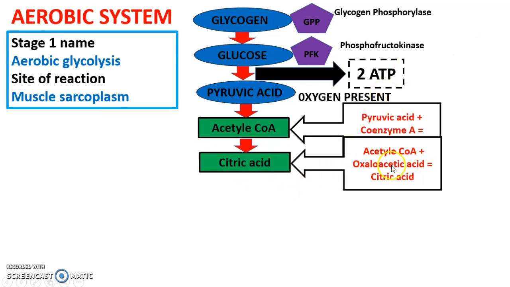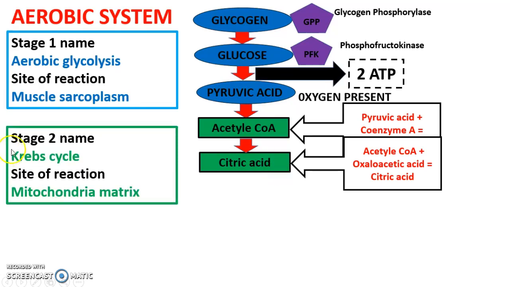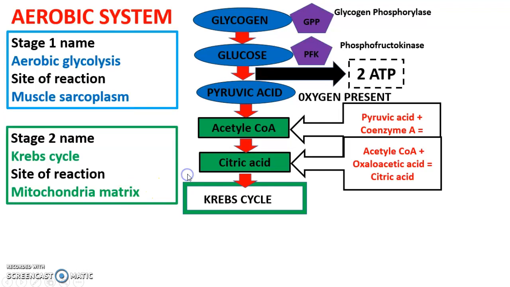Now, once we've combined acetyl-CoA with oxaloacetic acid to form citric acid, we're then at the point where we go into our second stage of the aerobic system. So at this point, we enter the Krebs cycle. The site of reaction for this is the mitochondria matrix. Okay, so once we're in the Krebs cycle, we then need to make sure we have an understanding of three key products as a result of citric acid entering the Krebs cycle. So firstly, we've got CO2. Secondly, 2 ATP. And thirdly, we have hydrogen.